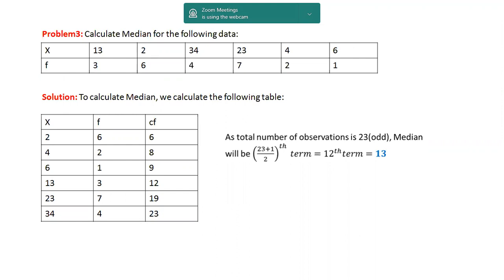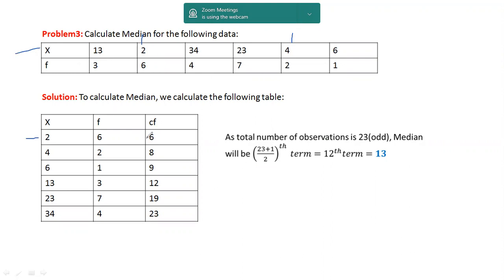So I am writing the x values in ascending order. When you write them in ascending order, the respective frequencies also have to be arranged properly. So the first term is 2, and the respective frequency is 6. Then we have 4, and the respective frequency is 2. So we are making the x values ascending, and the frequencies match.